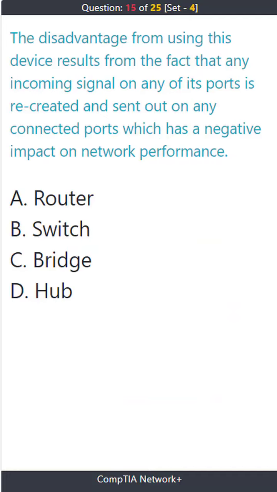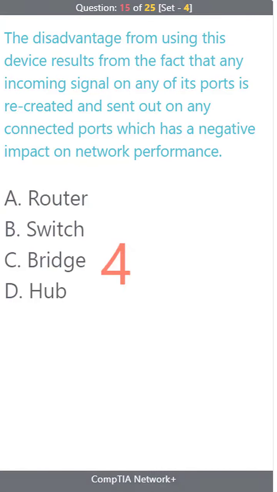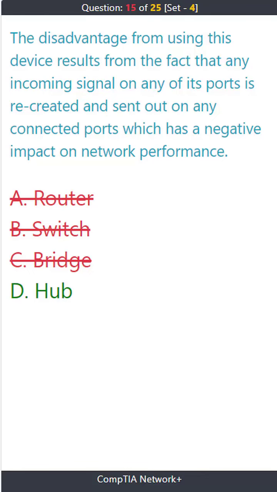Question 15. The disadvantage from using this device results from the fact that any incoming signal on any of its ports is recreated and sent out on any connected ports, which has a negative impact on network performance. A. Router. B. Switch. C. Bridge. D. Hub. The correct answer is D, hub.